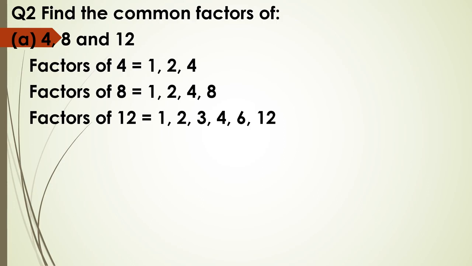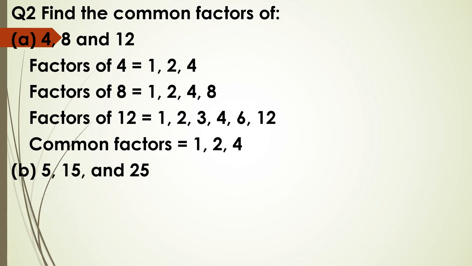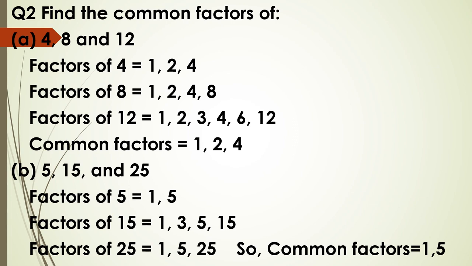Now find out the common factors, means which are present in all the 3. 1 is present in all 3. In factor of 4 also, in 8 also and in 12 also. See 2. 2 is present in all the 3 and 4 is present in all the 3. So common factors of 4, 8 and 12 are 1, 2 and 4. In the same way, find out the common factors of 5, 15 and 25. Check your answer. Common factors of 5, 15 and 25 are 1 and 5.